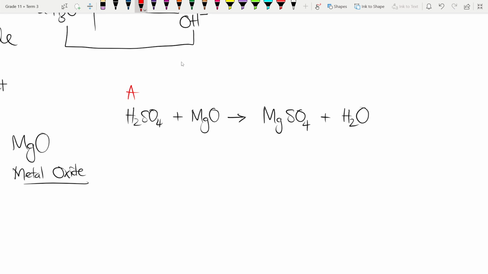But what you notice is that an acid plus a metal oxide gives you a salt and water. That's always the case. It doesn't matter what kind of metal oxide you use. It's always going to be that metal salt and water.